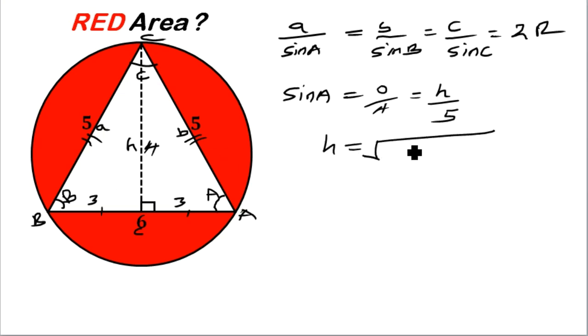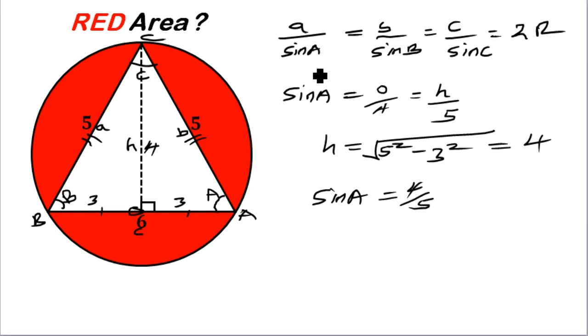h is simply the square root of the hypotenuse squared, which is 5 squared, minus the other shorter side squared, which is 3 squared. Then you get 4 because of the right angle triangle. So h is 4. If h is 4, then sine A is h over 5, which is 4 over 5. So a over sine A should equal 2R.